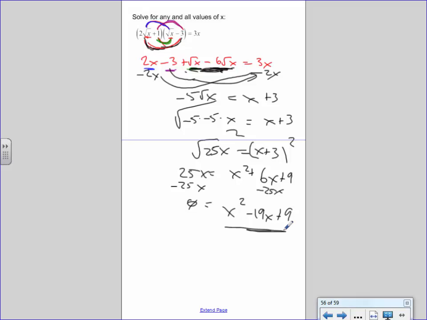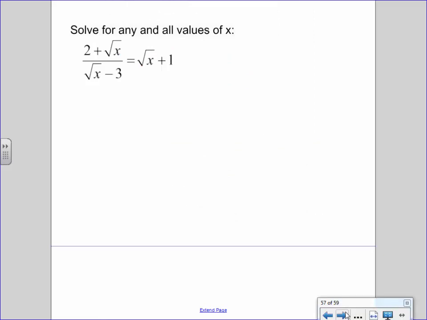So, how many do I have left? 2? Did I blitz that one too fast, or are you guys okay on that one? Okay, 2 last ones. You can see that they increase in complexity, don't they?